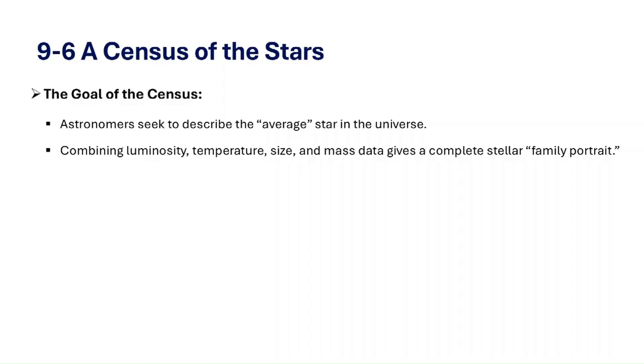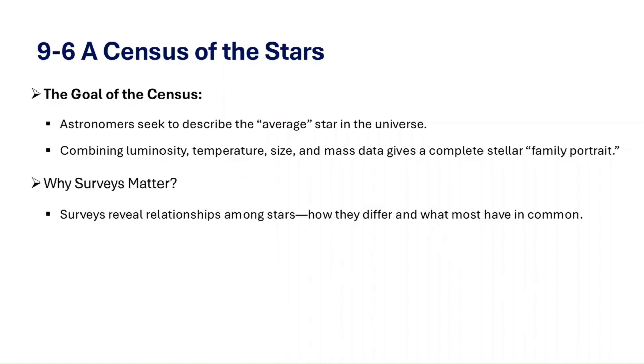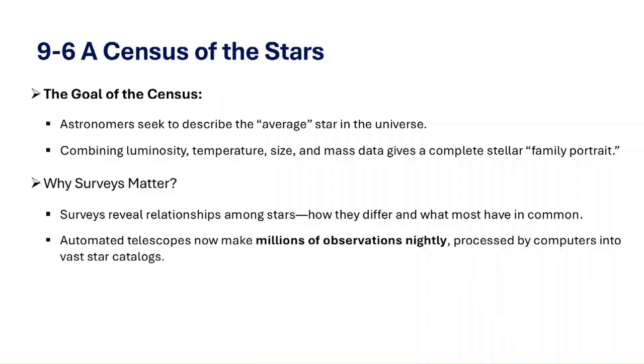Now, why do we need to survey so many stars? Because stars are not all the same, and understanding their differences tells us about how they form and evolve. So surveys help astronomers find relationships, for example, how a star's mass affects its temperature and lifetime. And modern surveys use automated telescopes that take millions of digital images each night. So computers then analyze the data and store it in massive star catalogs. And these catalogs let scientists study patterns across millions of stars instead of just a few dozen.